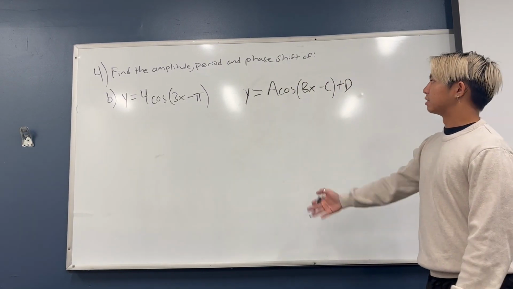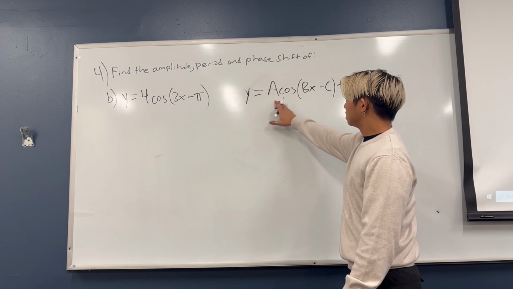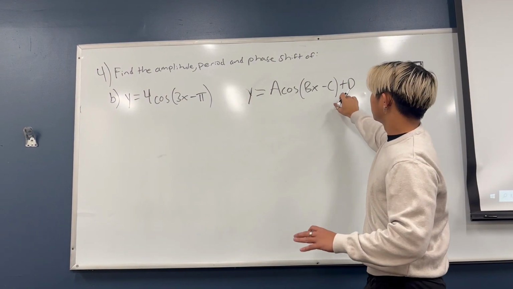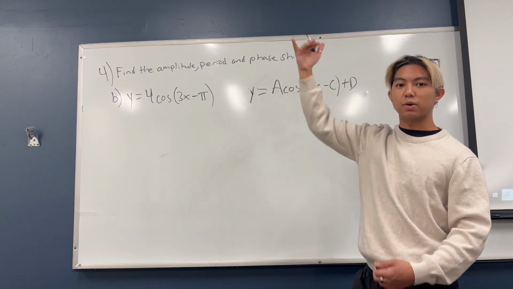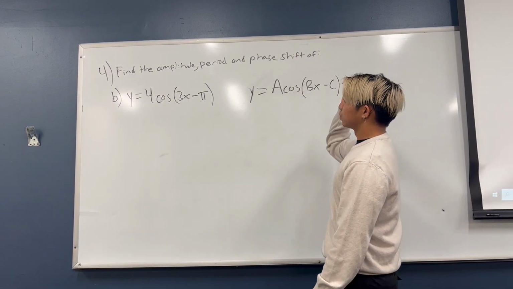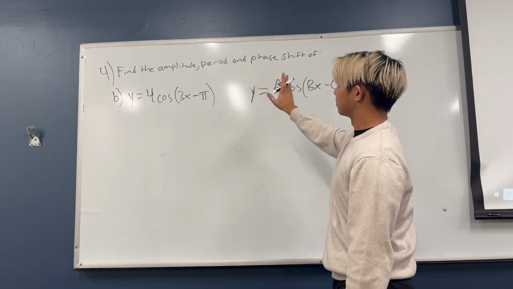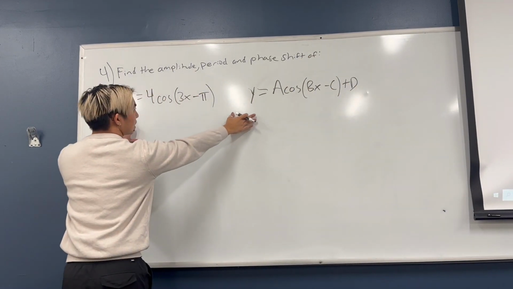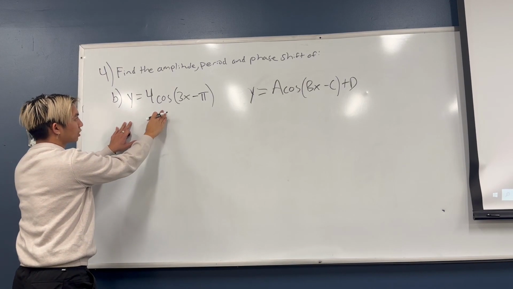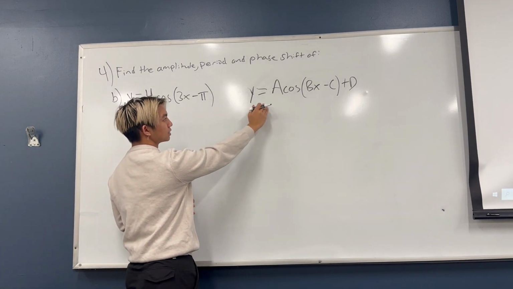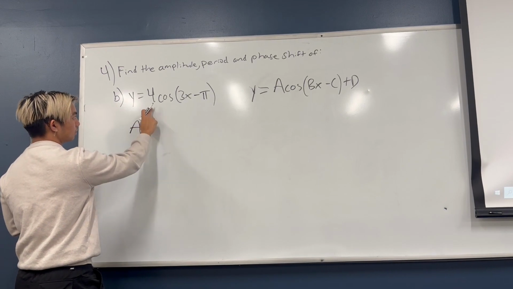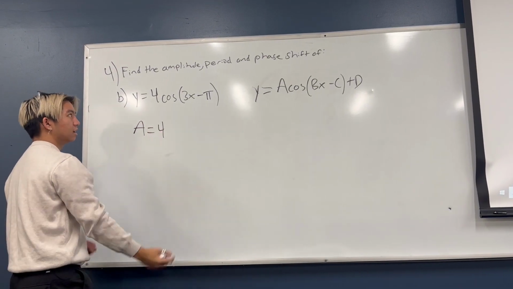So what do these mean, right? A is our amplitude, B is just our B, C is our phase shift, and D is our vertical shift or our midline. We're asked to find the amplitude, the period, and the phase shift. So we start off with the amplitude. If we compare the two models, we have y equals 4 cosine, and y equals a cosine. And we know that A is our amplitude, so amplitude in this case is just 4.